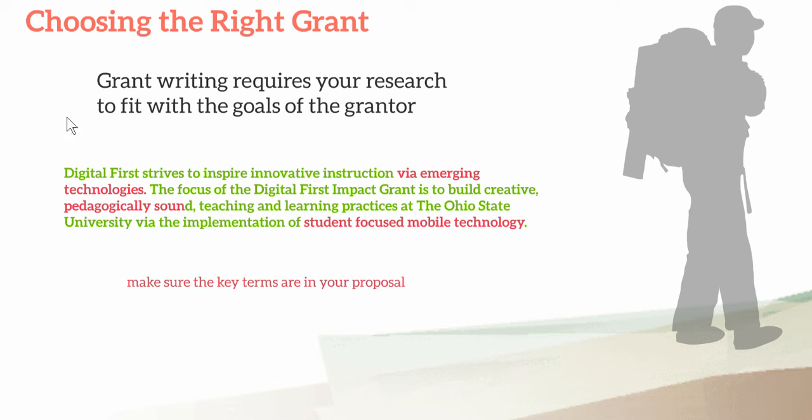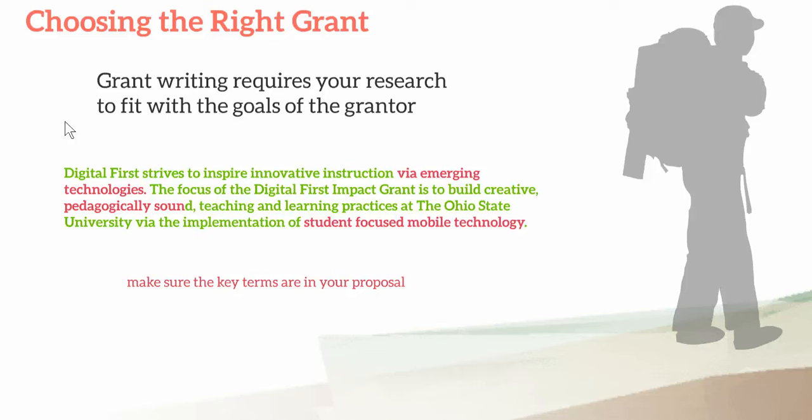If you look at a grant, and what I gave is a sample grant that I applied for, you can kind of see what kinds of values the grantor will have. In this grant, it says Digital First strives to inspire innovative instruction via emerging technologies. So you need to choose an emerging technology. In this case, it happened to be iPads or something, mobile technology, and some new type of instruction.